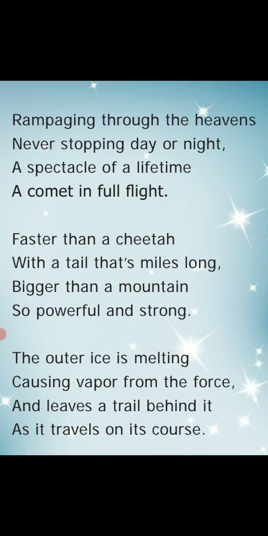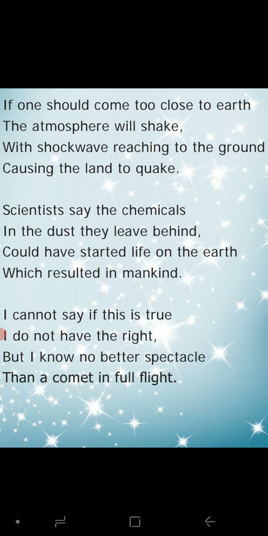Okay, fourth stanza. If one should come too close to earth, the atmosphere will shake with shock wave reaching to the ground, causing the land to quake. Here, if a comet comes very close to the earth, what will happen? The atmosphere will shake. It causes a shake, which in turn produces a shock wave that reaches Earth's surface. When it comes close to the Earth, what will happen? The atmosphere will shake with shock wave reaching to the ground, causing the land to quake. Earthquake.